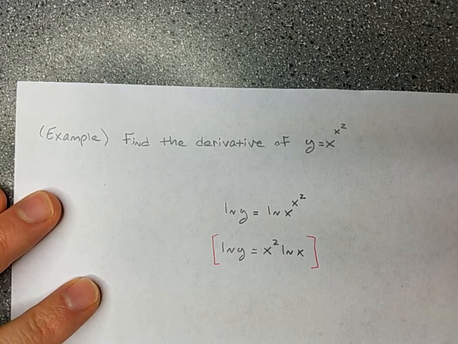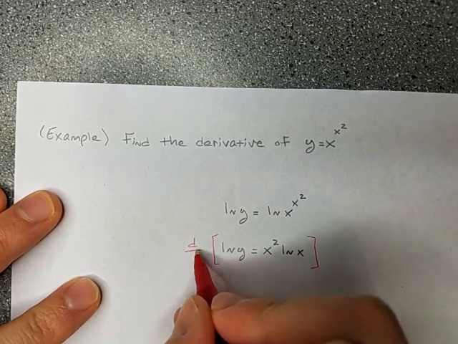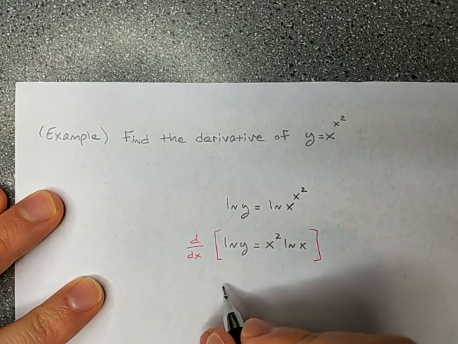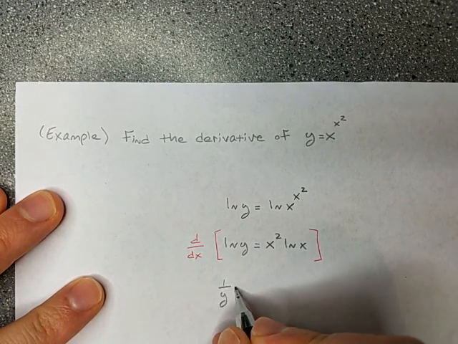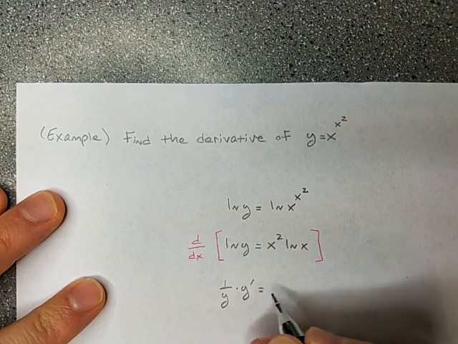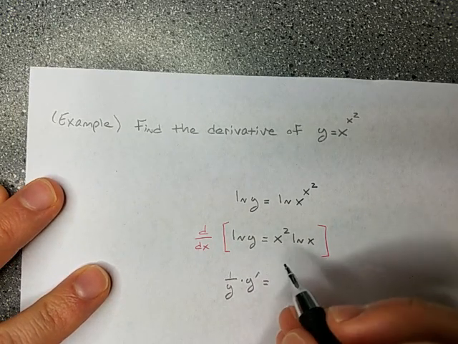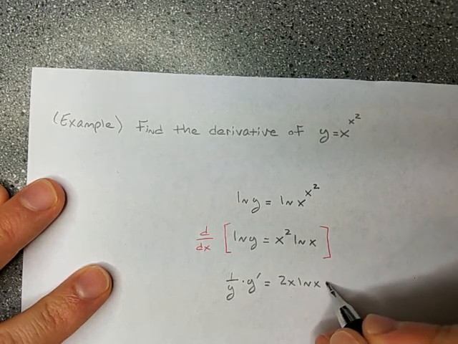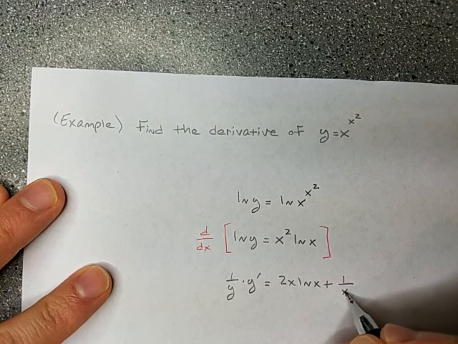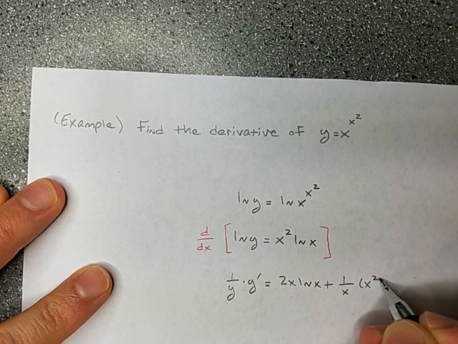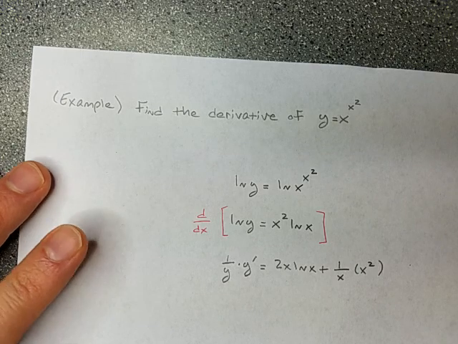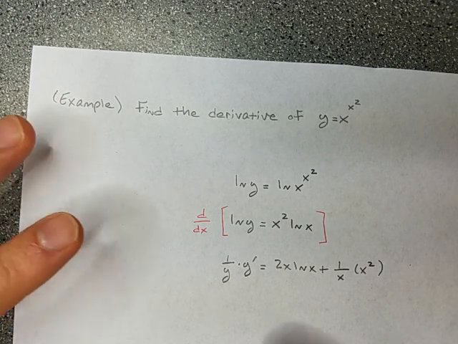Okay, so I'll find the derivative with respect to x of this. That will be on the left-hand side 1 over y times y prime. And on the right-hand side, with the product rule, 2x natural log of x plus 1 over x times x squared. That's just the product rule. That's the derivative by the product rule of x squared times natural log of x.